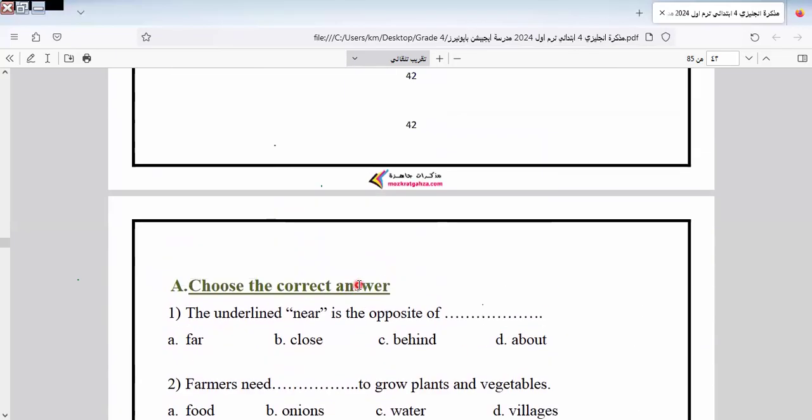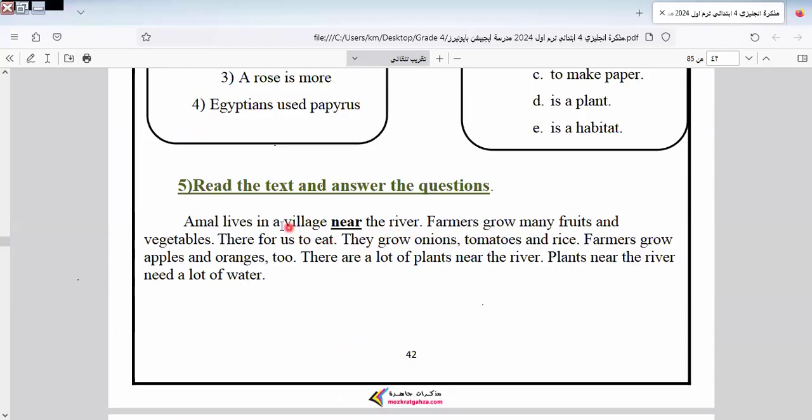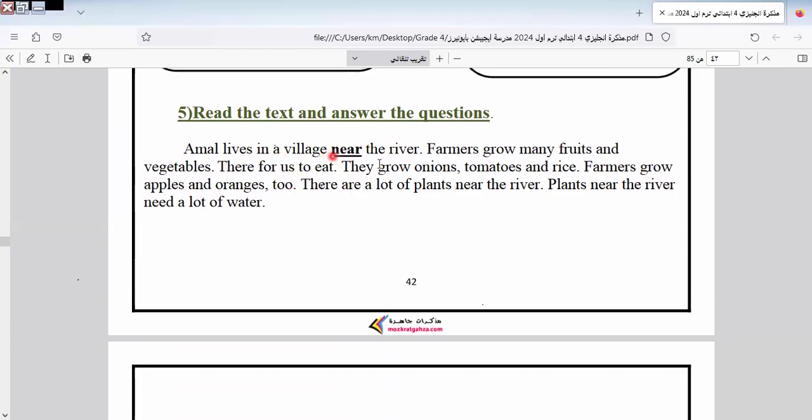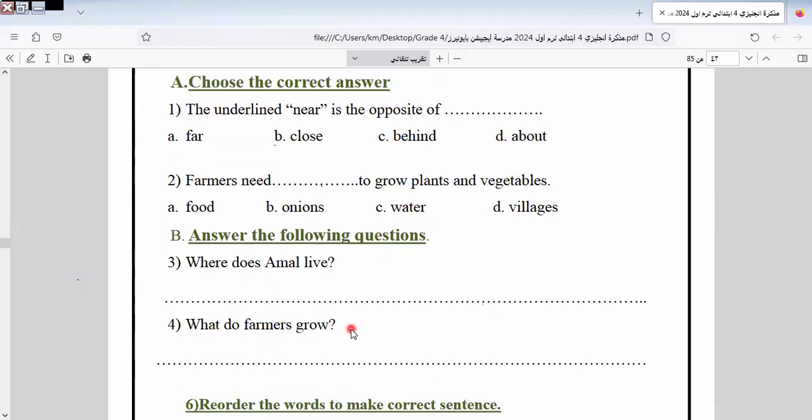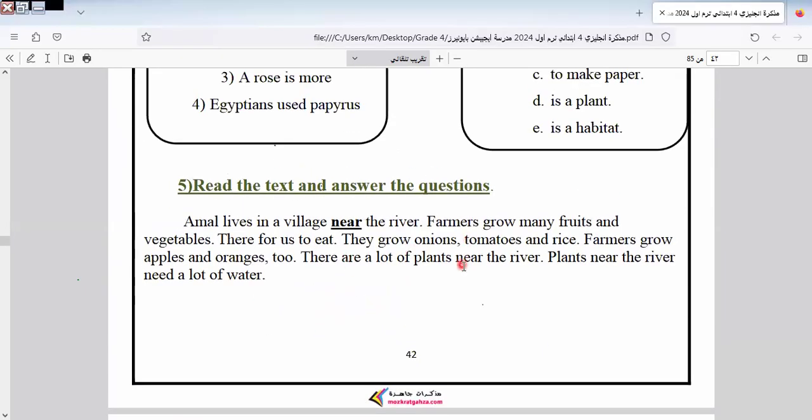Where does Amal live? Live in what? Live in a village. Village near the river. So Amal lives in a village near the river. Let's go to another question. What do farmers grow? As we know here, they grow onions, tomatoes, many fruits and vegetables.